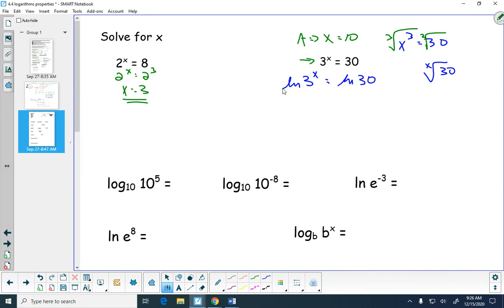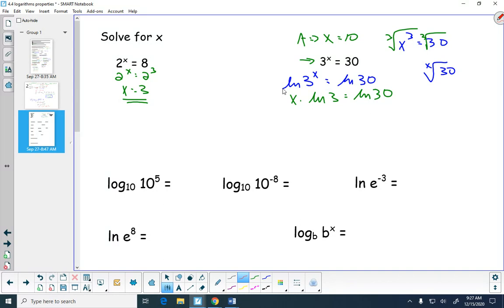What can we do with this x? Oh, you put it on the outside. So we have x times the ln of 3 is equal to the ln of 30. So we want to ultimately solve for x here. We want to get x all by itself. So Thaddeus, what are we going to do to get x by itself?